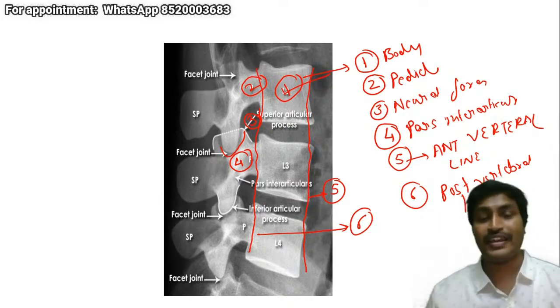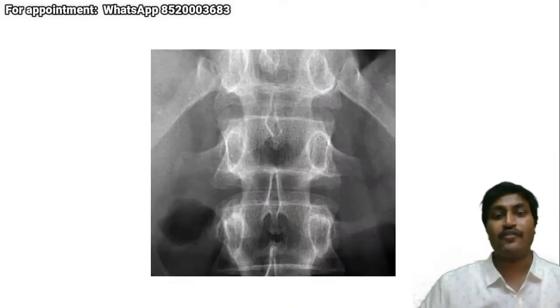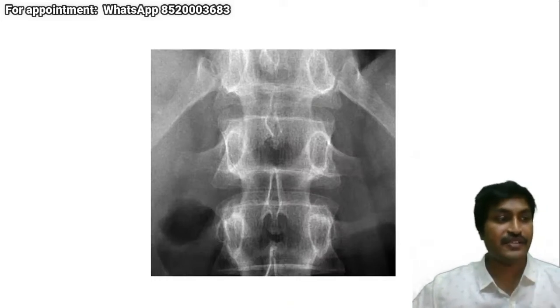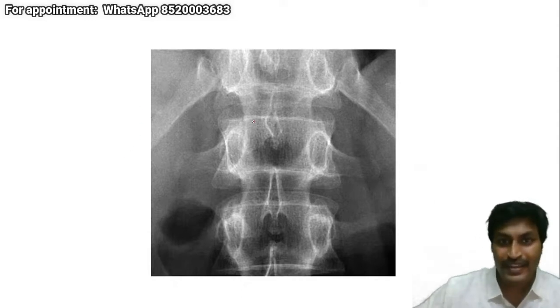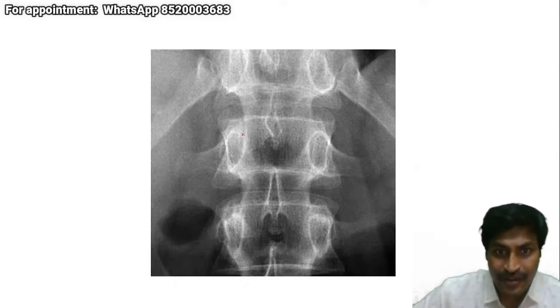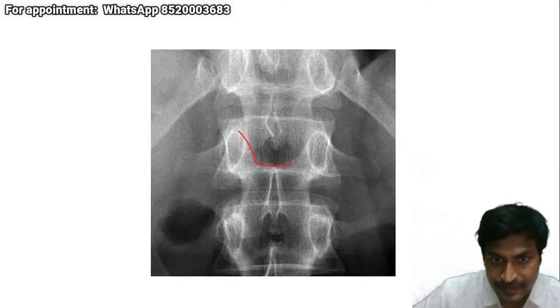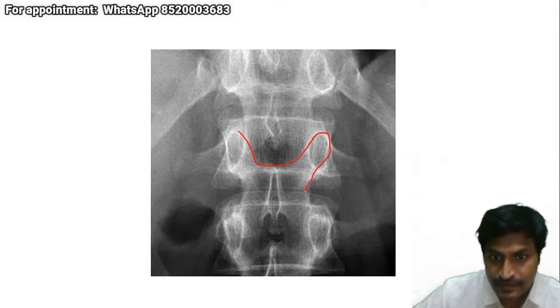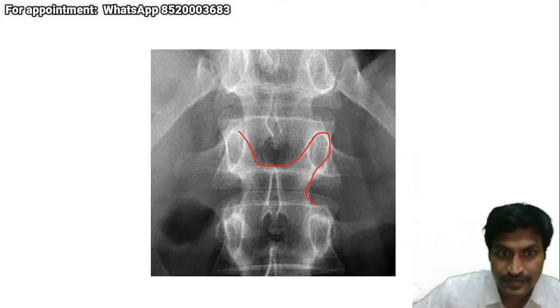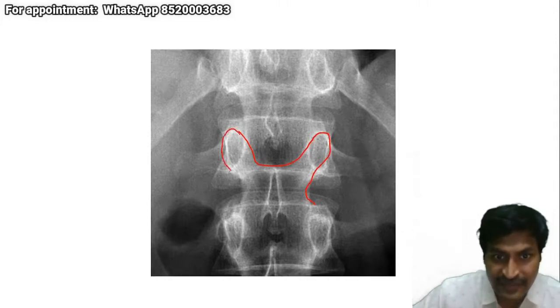Now we will go to the X-ray AP view. Once we are done with this one, we will see some proper real-life radiographs where you will have to answer everything. So in the X-ray AP view, everyone should identify this butterfly.